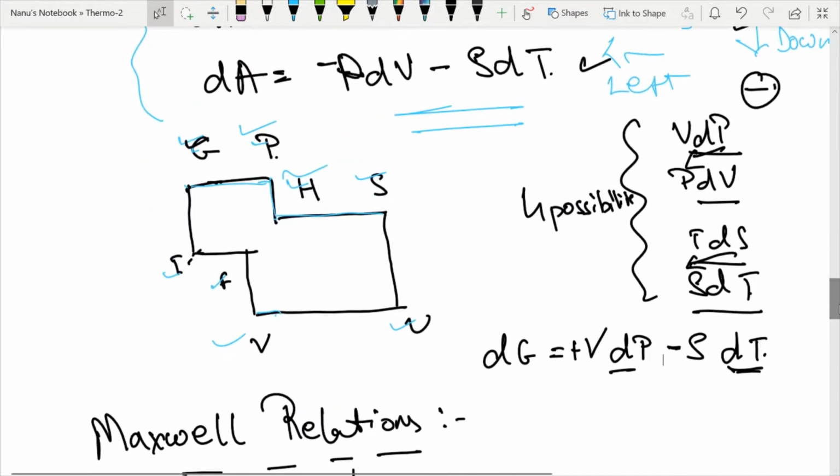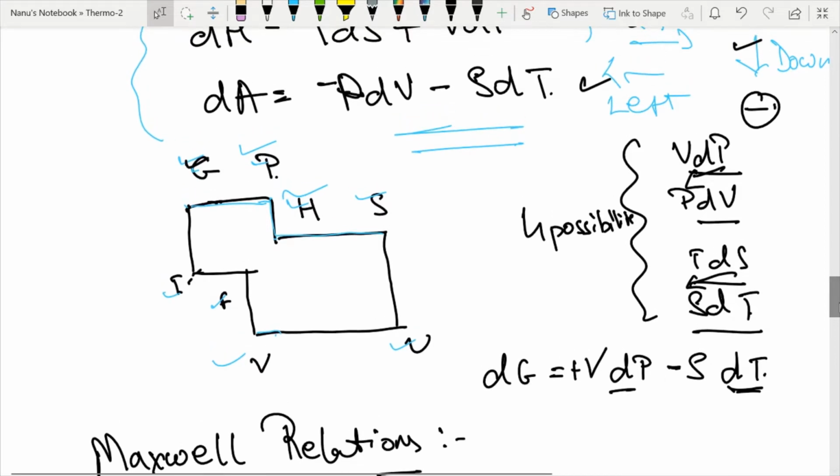Let me do one more just for your clarity. Let me do it for Helmholtz, right? Because Helmholtz might be asked. Just a guess. So dF over here. On the left hand side we have T, so this will be dT. On the downside we have V, so this will be dV.